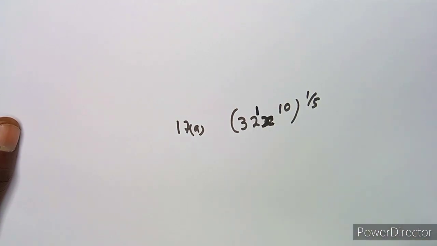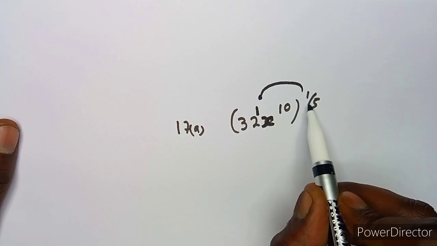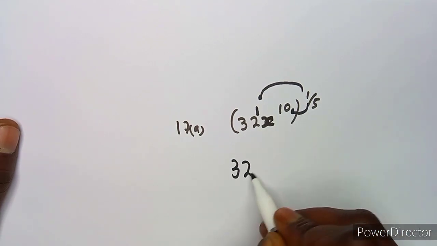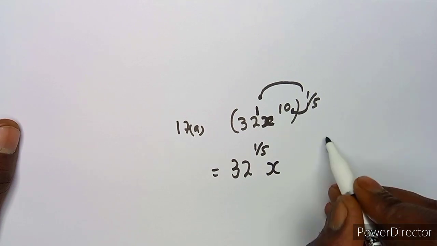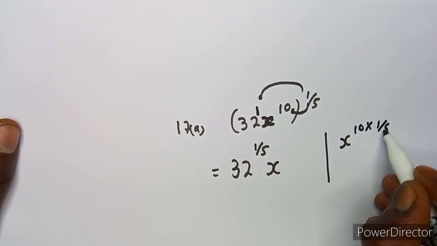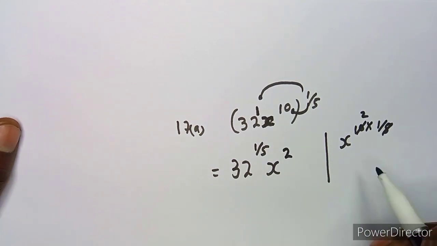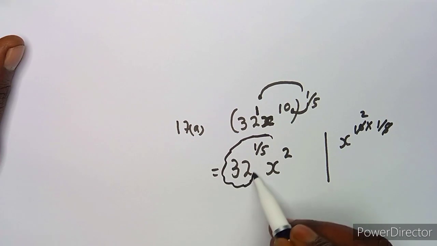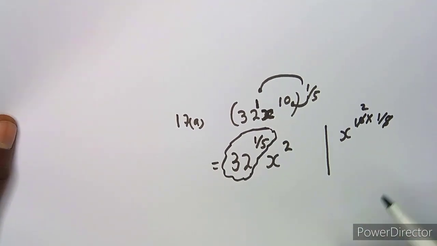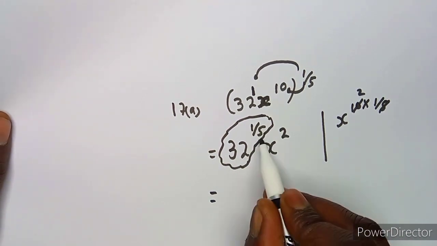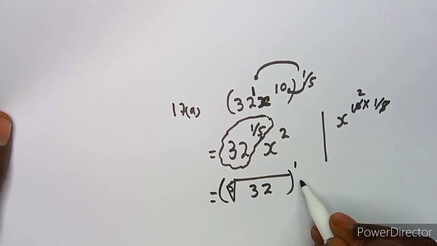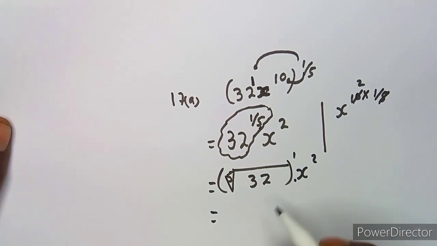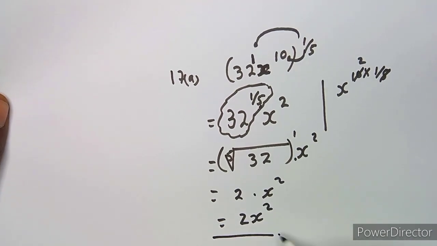This 32 is like to the exponent of 1. So you're going to multiply this by 1 and this by 10. So it will be 32 to the exponent of 1 times 1 over 5, which is 1 over 5. Then this x is going to be x to the exponent of 10 times 1 over 5, which will give us 2, so x to the exponent of 2. But here we can't leave this as 32 to the exponent of 1 over 5. We have to apply our laws of exponents. Remember, a fractional exponent, 5 in the denominator, so there is the fifth root of 32 to the exponent of 1 times x squared, of which the fifth root of 32 is 2, times x squared, which is 2x squared. So that's what you're going to have in this case.